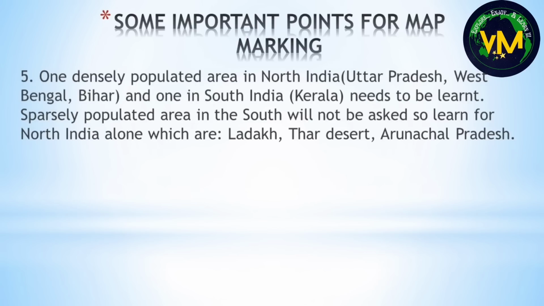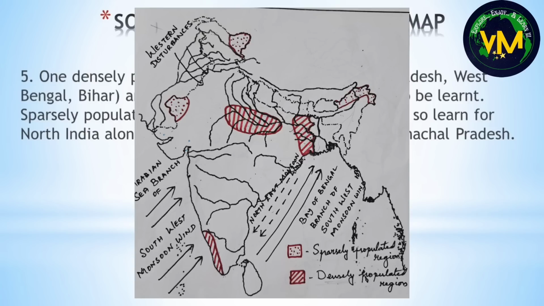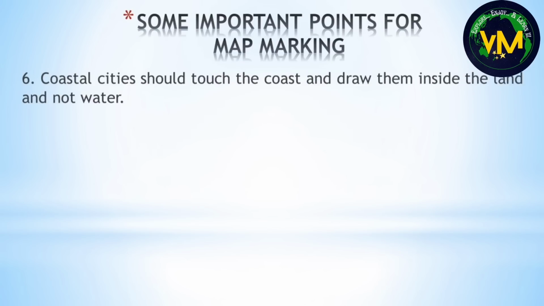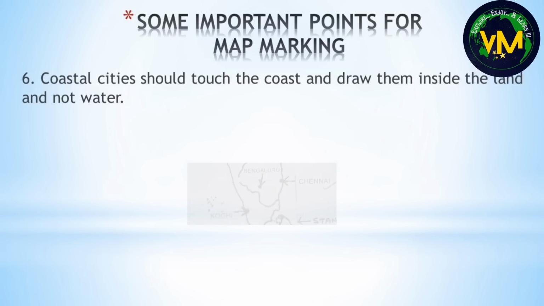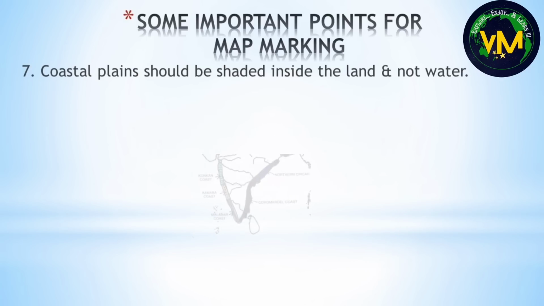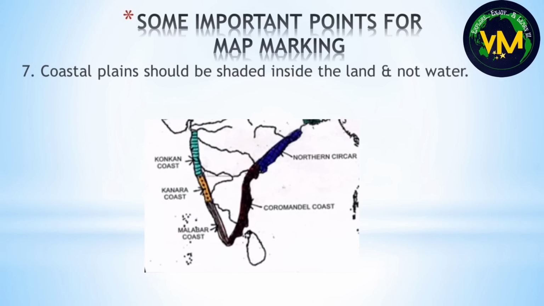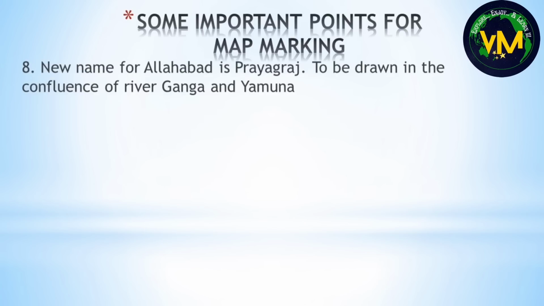Coming to density of population, only the area will be asked, the state will not be asked. So learn one densely populated area in the north and one densely populated area in the south. When it comes to sparsely populated areas, we do not have any sparsely populated area in the south. So learn only for the north. Sixth point, whenever you mark coastal cities like Chennai, Kochi, remember they should touch the coast, but should not be inside the water, they should be inside the land. And the coastal plain should be shaded inside the land and not the water. And now the new name for Allahabad is Prayagraj.